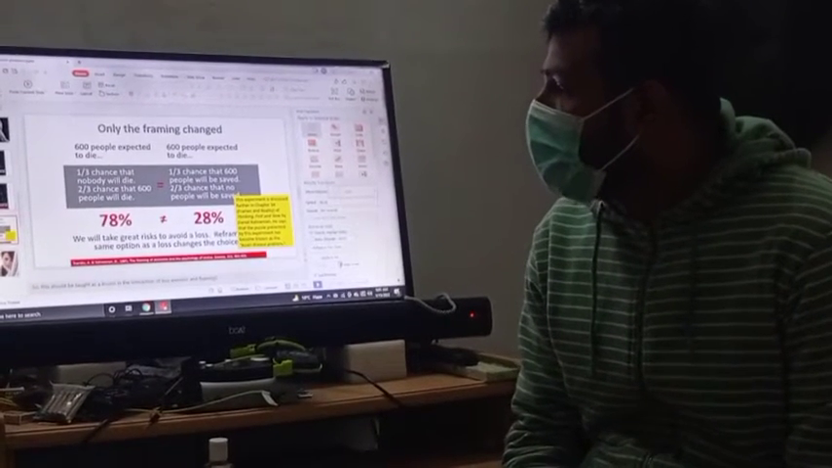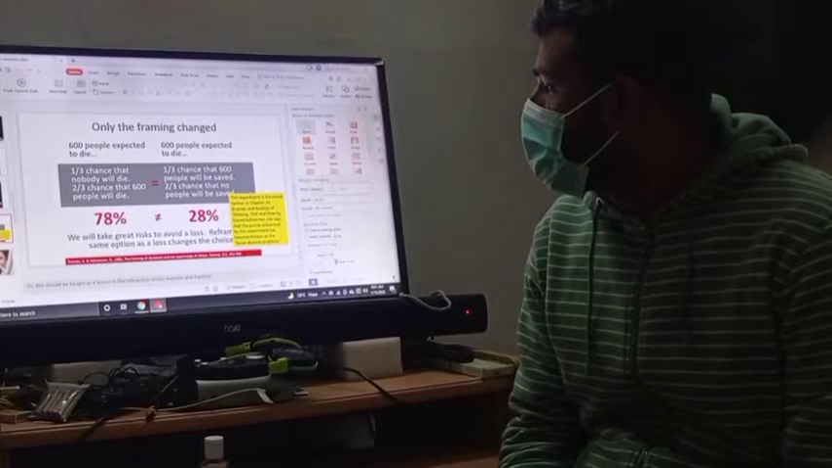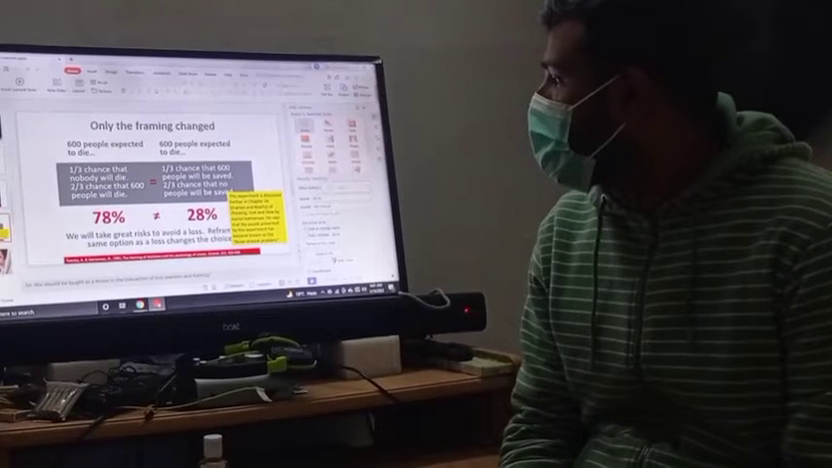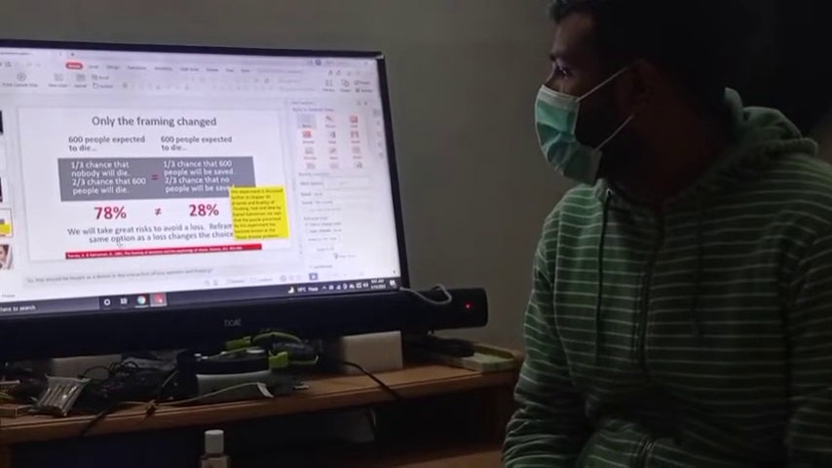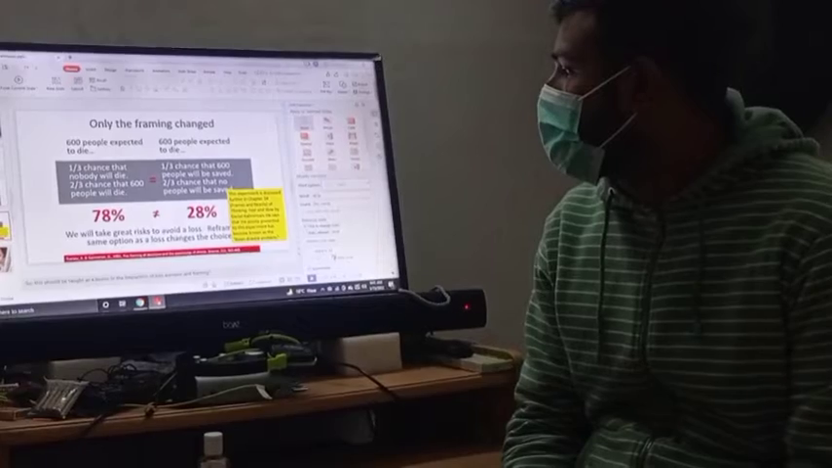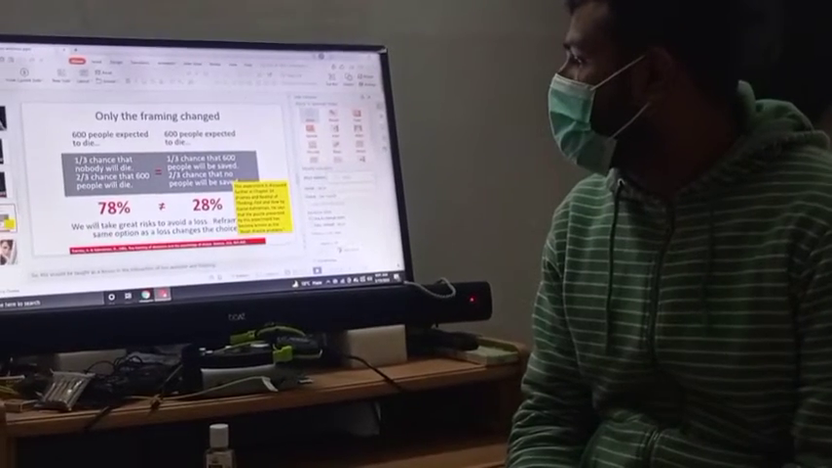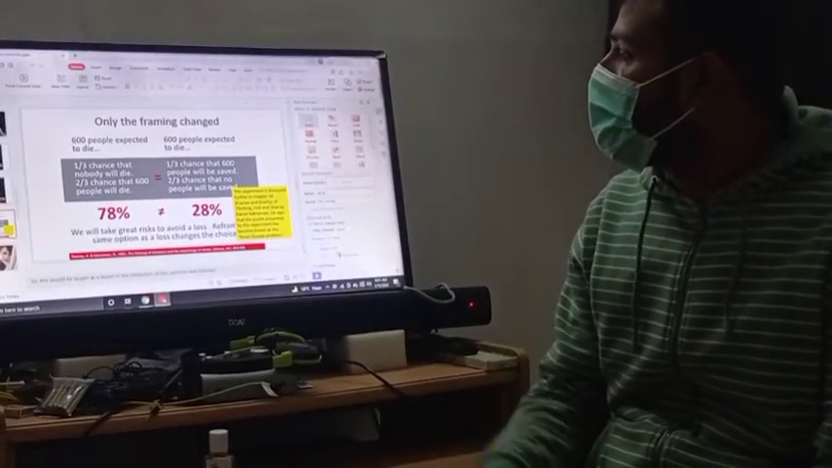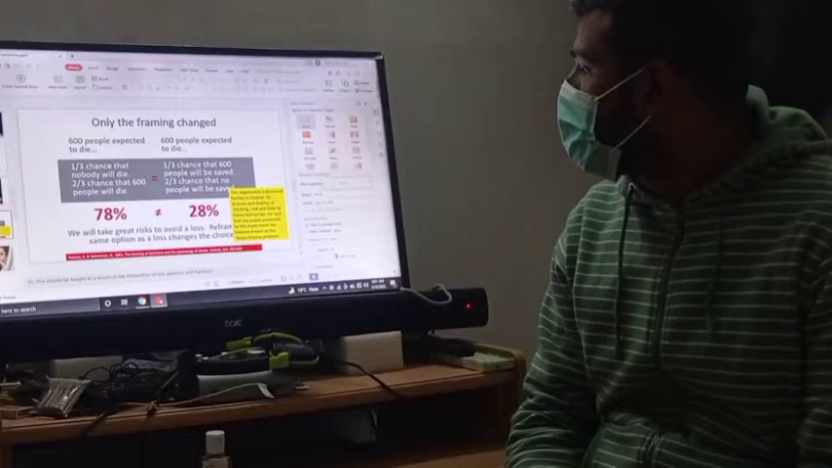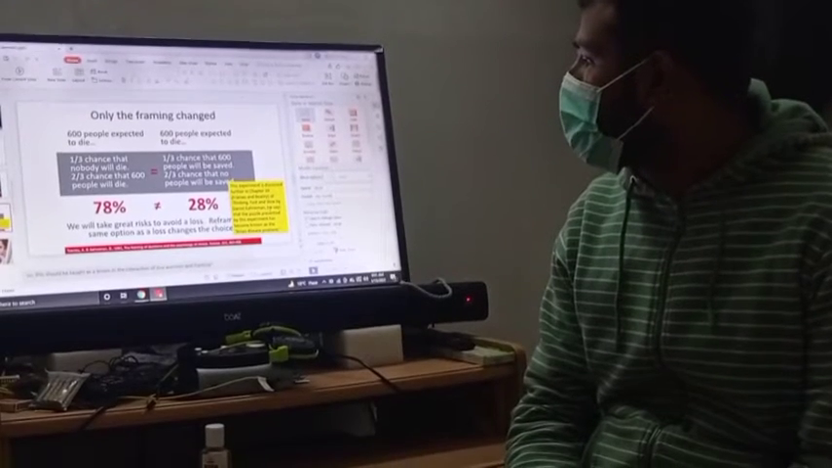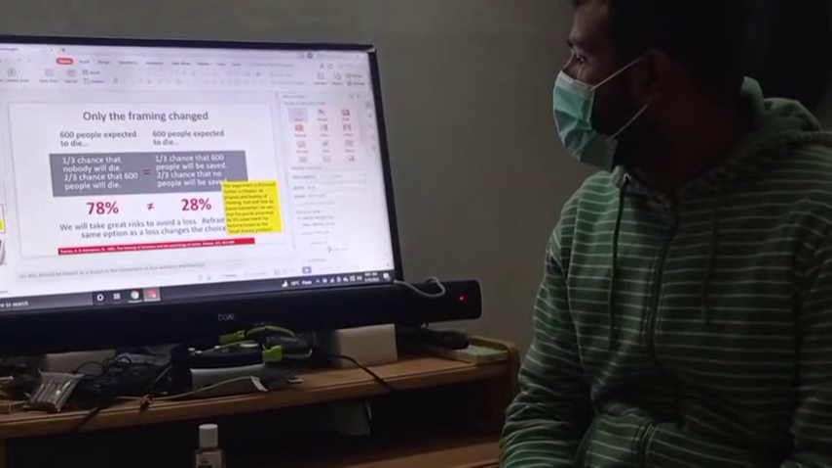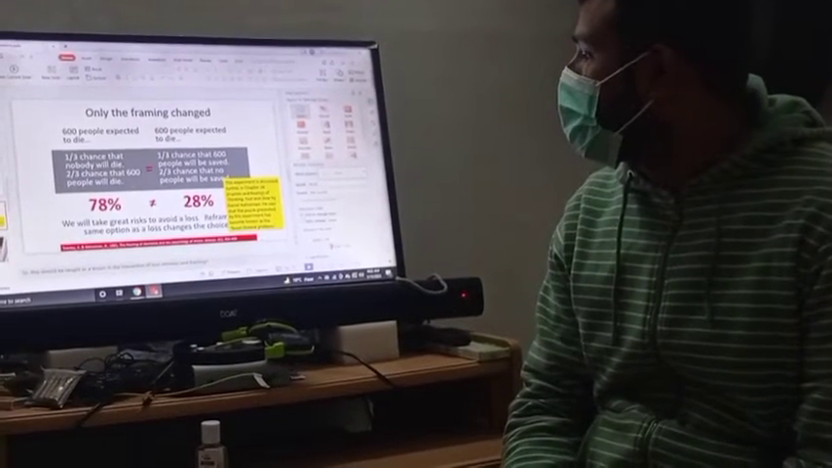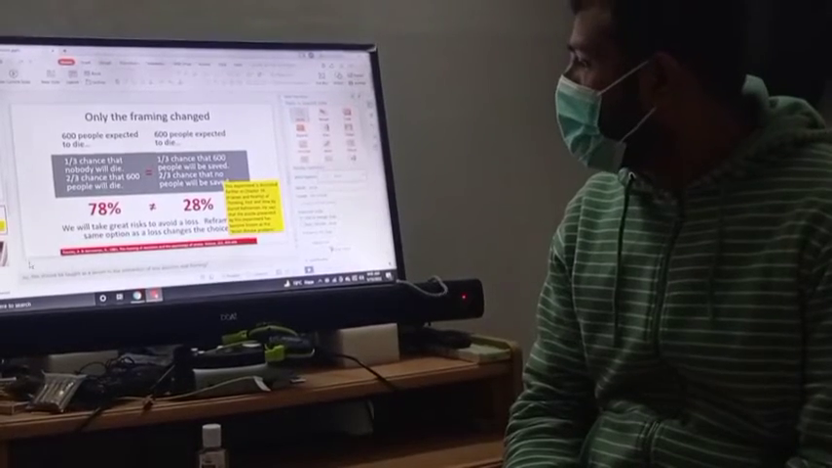We will take great risks to avoid a loss. Reframing the same option as a loss changes the choice. This experiment is discussed further in chapter 34, Frames and Reality, of Thinking, Fast and Slow by Daniel Kahneman. He says that the puzzle presented by this experiment has become known as the Asian disease problem.